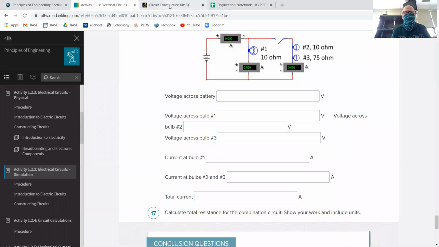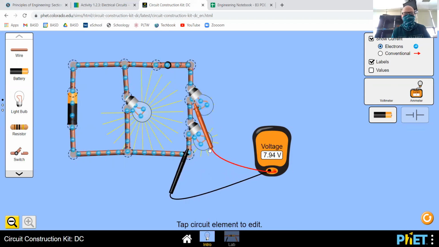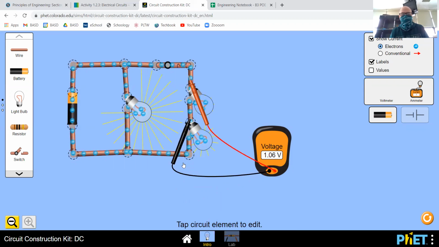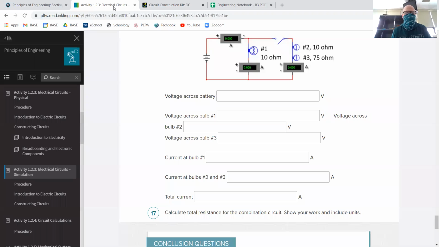And then it says the voltage across light bulb number 3. Well, let me see, I got that. Put the probe in front and behind. And this one I got 7.94. The first one I got 1.06, and the second one I got 7.94. So I hope that sort of is triggering something in your brain about those two numbers.